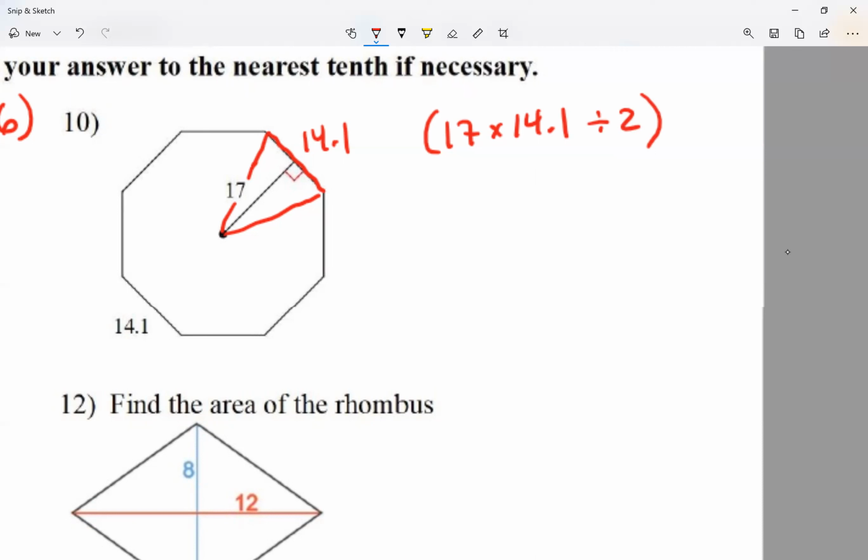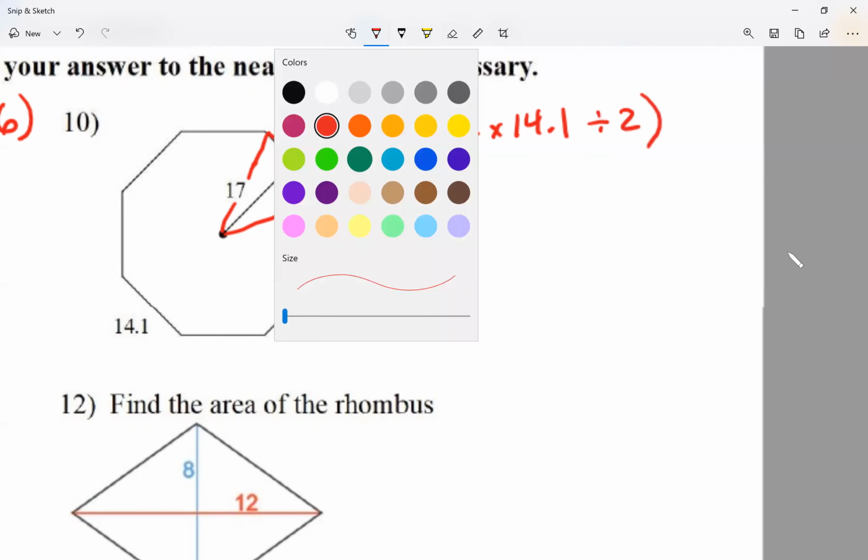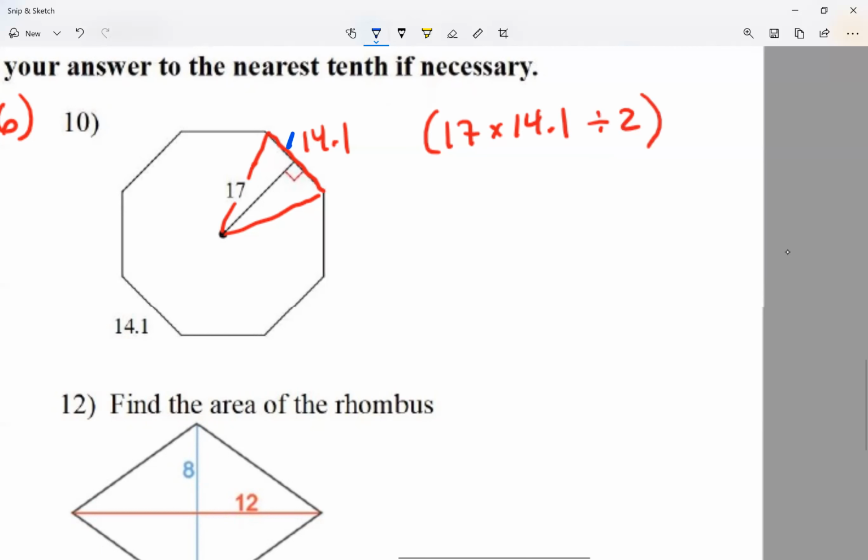I count how many sides there are. Let me count in blue. There's 1 side, 2 sides, 3, 4, 5, 6, 7, and 8. There are 8 sides. So if I was to cut this figure into triangles, I know there's 8 triangles. So whatever I got for this, I'm going to multiply this by 8.